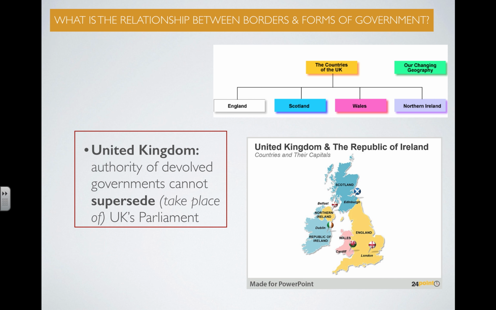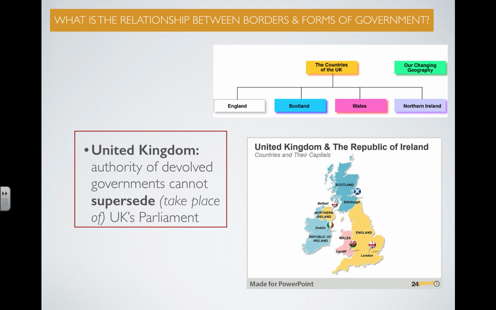Another key example of a unitary government. So we watched that video in class about the UK. What is the UK? And the four countries that comprise the United Kingdom. So just a reminder of that at the top there, that the countries of the UK include England, Scotland, Wales, and Northern Ireland. In the United Kingdom, I'm going to read the definition, then I'm going to break that down.